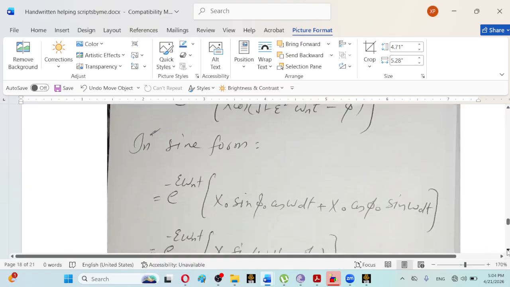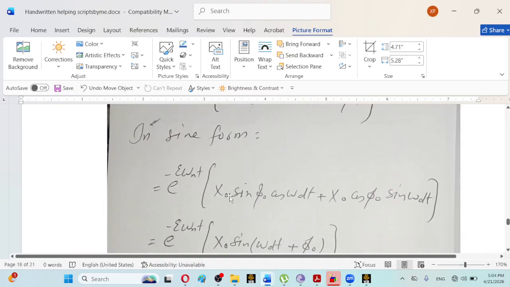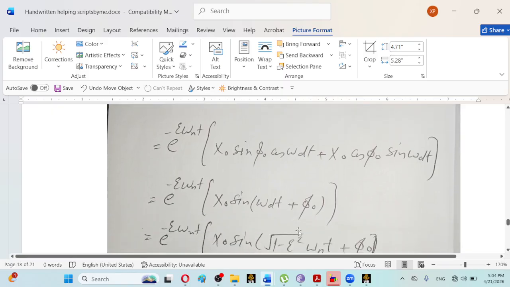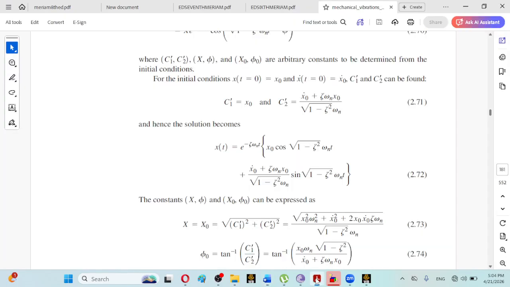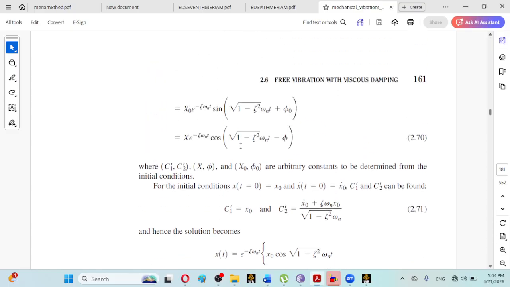And in the sine form, if we want to write, we will input the other value: x naught sine phi naught is the value of c1 dash, and x naught cos phi naught is the value of c2 dash. So in the form of sine alpha plus beta, the formula will be equal to sine(omega dt plus phi naught), again inputting the value of omega dt. So this is the formula derivation for equation 2.74.